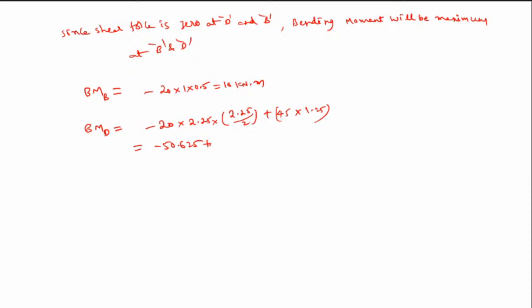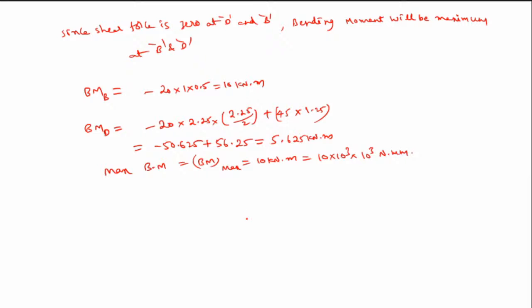So this is 56.25. So this is around 56.25 minus 50.625. It is around 5.625 kilonewton meter. So the maximum is 10. So maximum bending moment, BM max, is equal to 10 kilonewton meter. That is nothing but 10 into 10 power 3 into 10 power 3, in Newton mm.